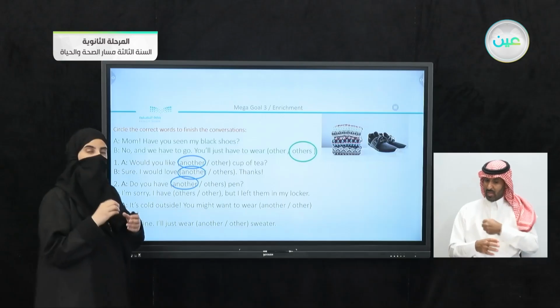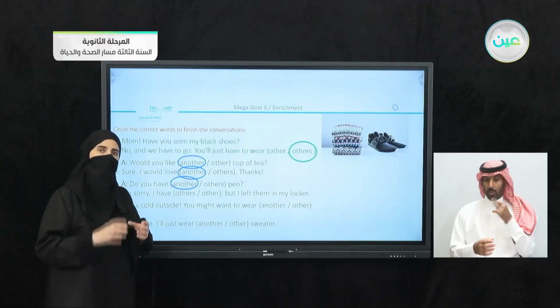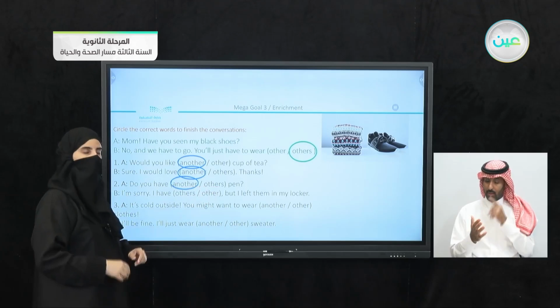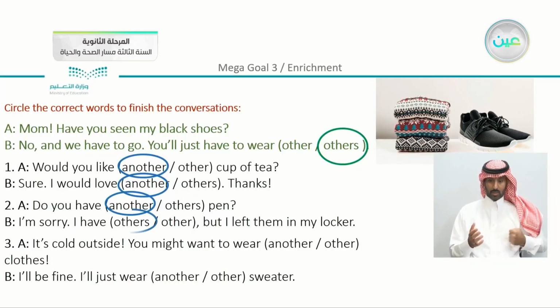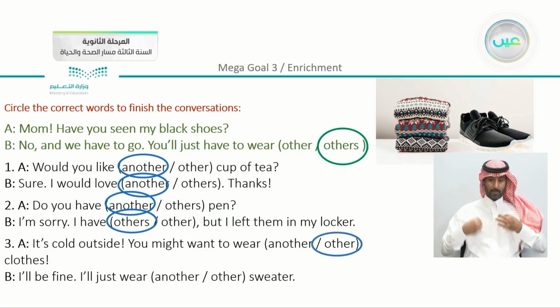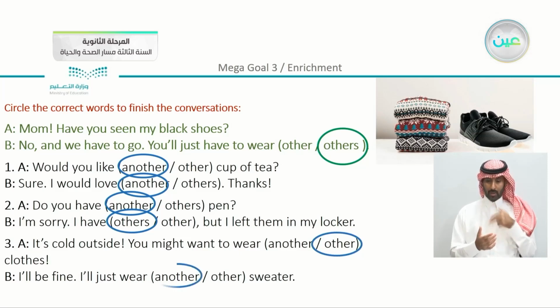I'm sorry, I have other or others, but I left them in my locker. Now here, this is an important point that you must read the sentence to the very end. Now from the pronoun them, I can decide that my answer is going to be others. It's cold outside, you might want to wear blank clothes. So we have here clothes is plural, which makes us decide on other. I'll be fine, I'll just wear another sweater.